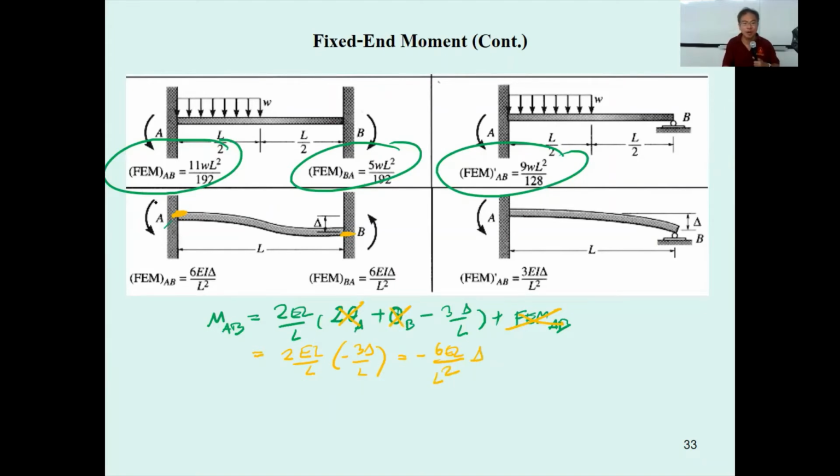This is going to be the moment over here, and it rotates counterclockwise. That means it's going to be negative. Okay, you can do the same for m sub BA.